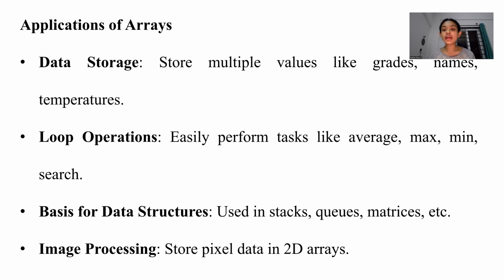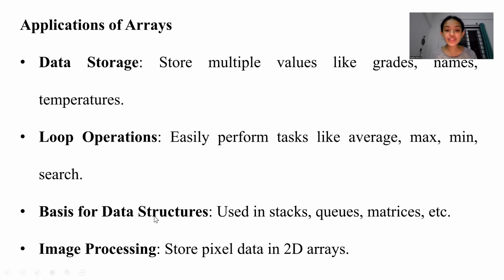You use the index of that particular array, and then you store the values, that may be current, temporary, etc. So basically loop operations easily perform tasks like average, max, min and search, that is linear and binary search. The basis for data structures is what we are studying currently; arrays are used in stacks, queues, matrices. We saw the lab programs based on stacks, queues, etc., so we are using it in data structures also.